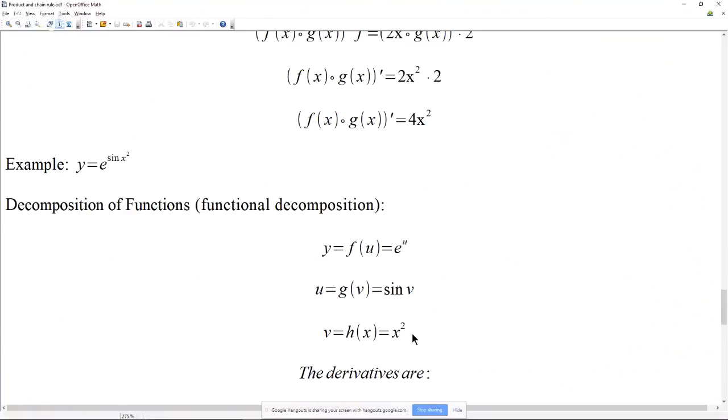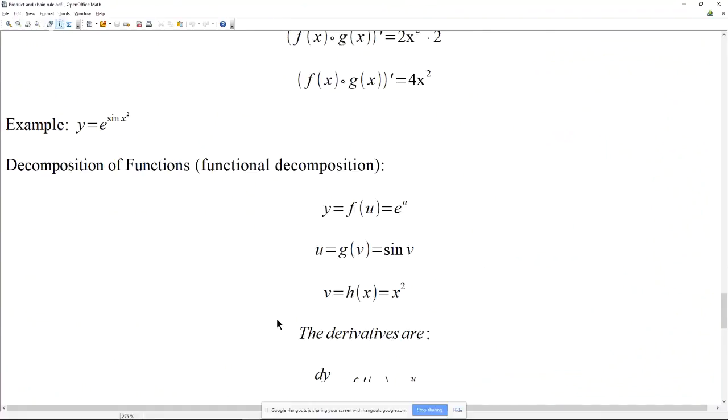We've decomposed it. It's called functional decomposition. We've decomposed it into these three variables. You agree with us so far? Yes. Okay. Now we can take the derivative of each one of these. Look what happens when we take the derivative of each one.